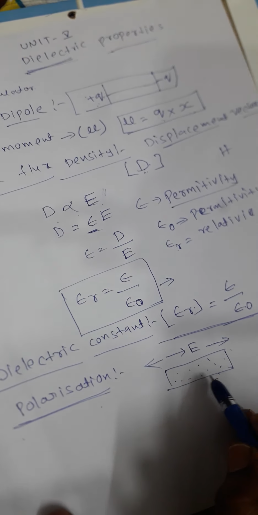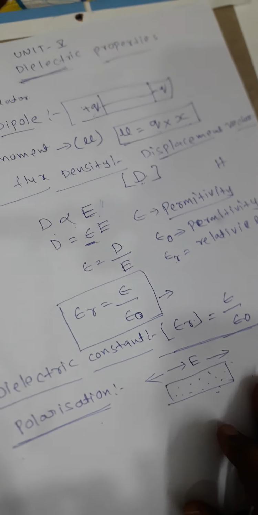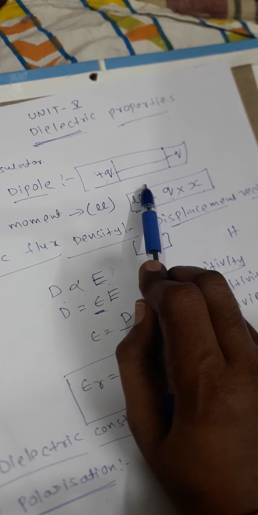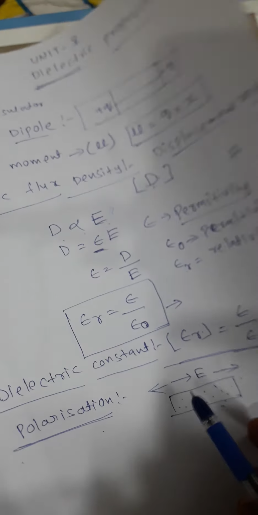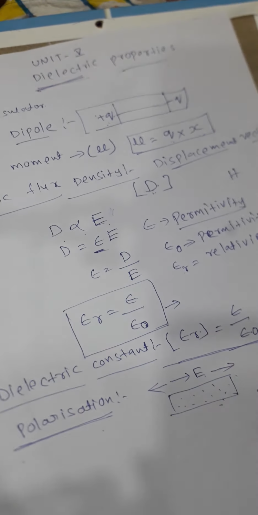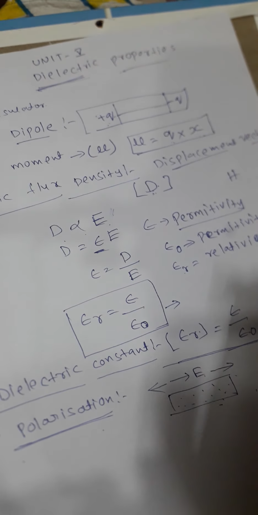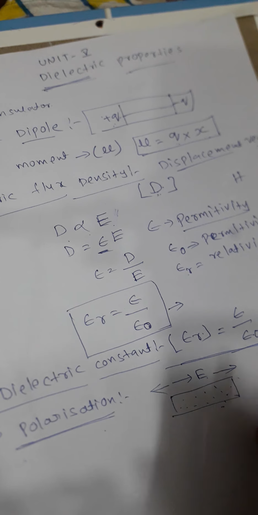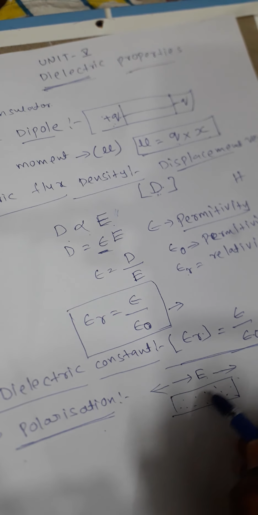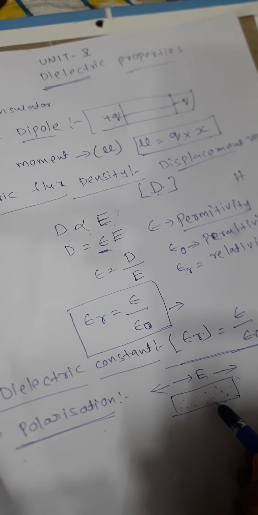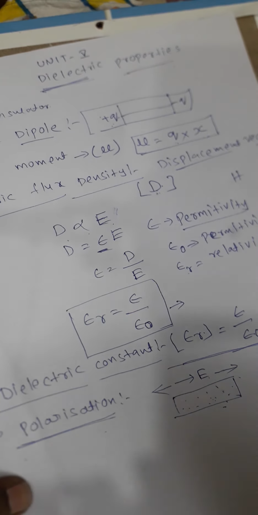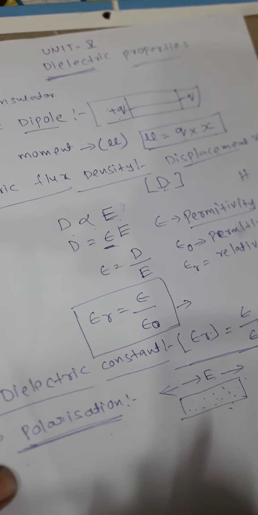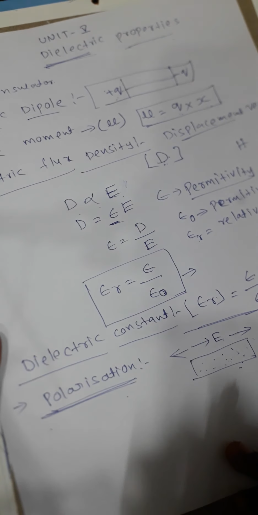Here, dipole means, as we already discussed, a positive charge and a negative charge separated by a distance. When an electric field is applied, all the positive charge carriers move to one side and the negative charge carriers move opposite to the field direction, so dipoles are formed. The process of producing the dipoles is called polarization.